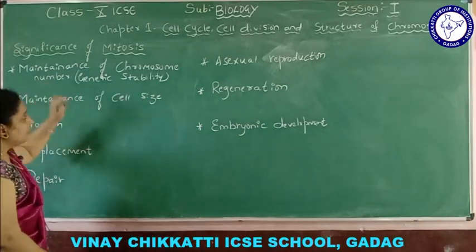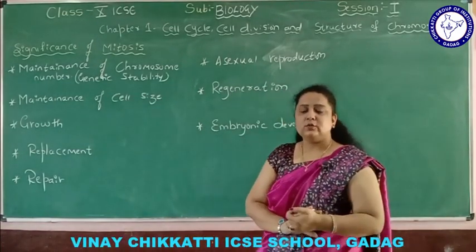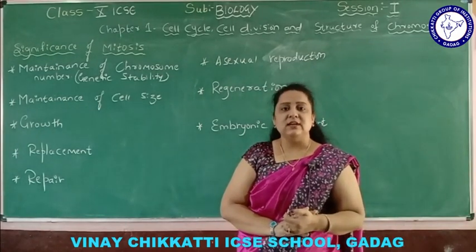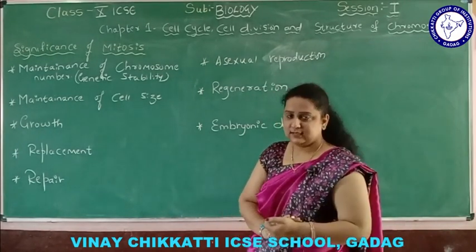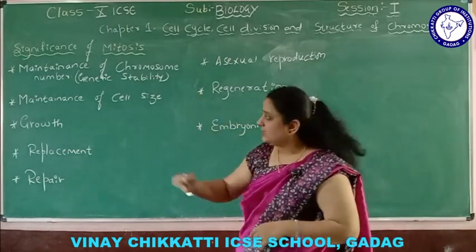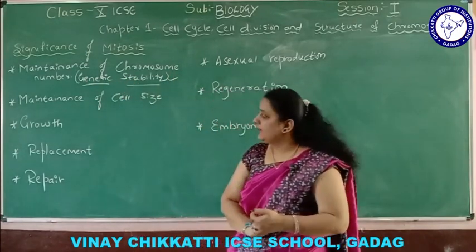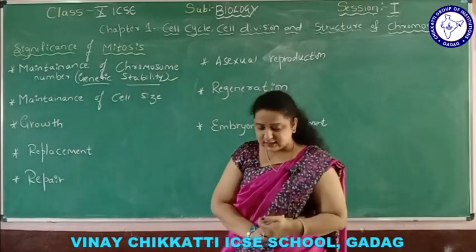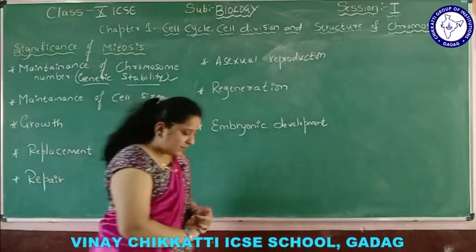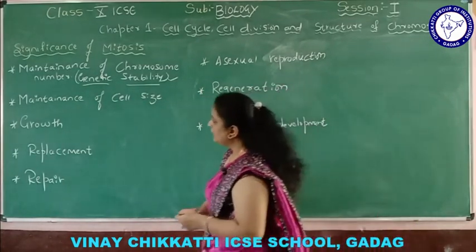Number 1 is maintenance of chromosome number or genetic stability. As I already told you, the chromosome number is equally distributed to the daughter cells. Same number of chromosomes. So it is called maintenance of chromosome number or genetic stability. Number 2, maintenance of cell size. Mitosis helps in maintaining the size of the cell, or you can say mitosis helps in keeping the size of the cell constant. Number 3, growth.